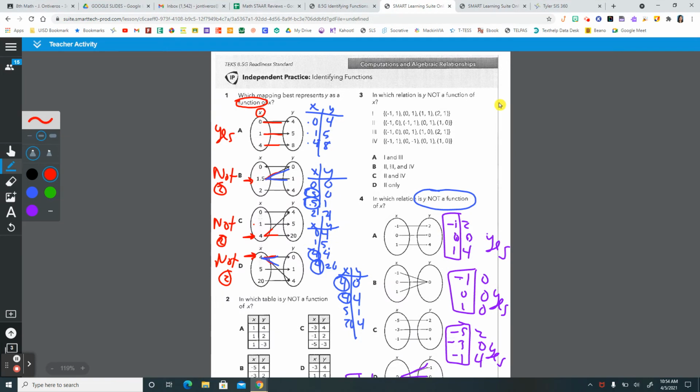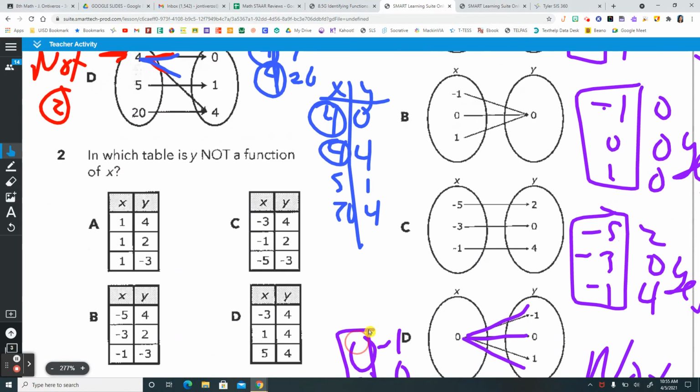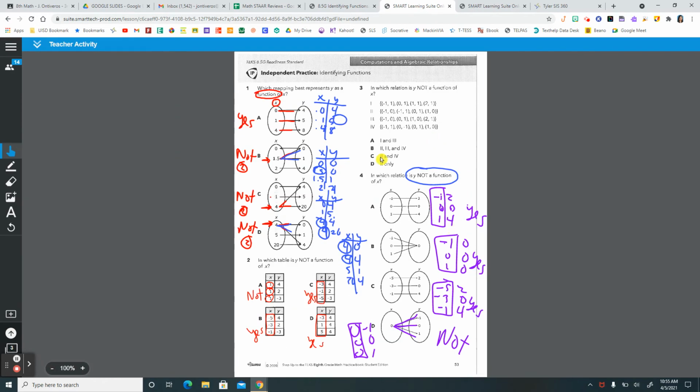For number 2, it's asking which one is not a function. The tables are super easy because you're able to see right away. This is not a function because the 1 is repeating 3 times. This is a function because none of the x's are repeating. This is a function because none of the x's are repeating. And this is a function because none of the x values are repeating. So you're able to see right away.